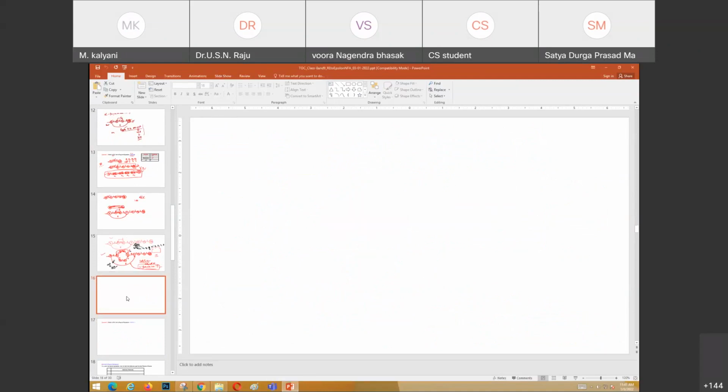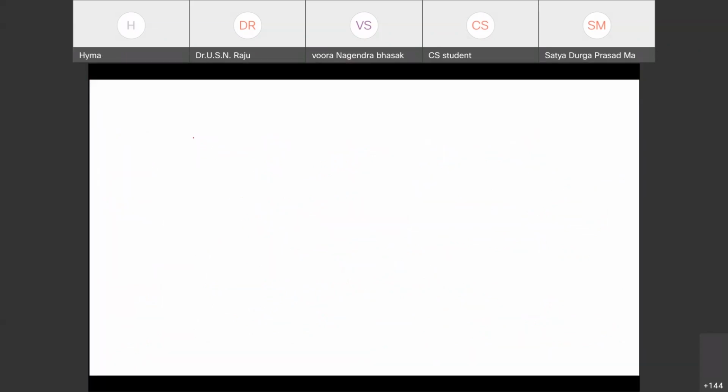Q0 to Q1, with input A, comma B. This is A, B, B. Then all the strings ending with AB go to Q0 as a self-loop. Yeah, on B it is a self-loop. Then Q1 on A goes to Q0, very good.